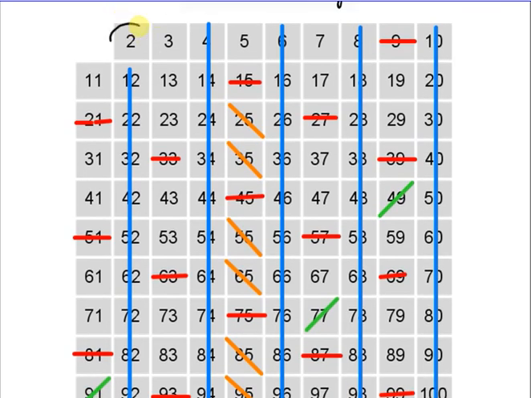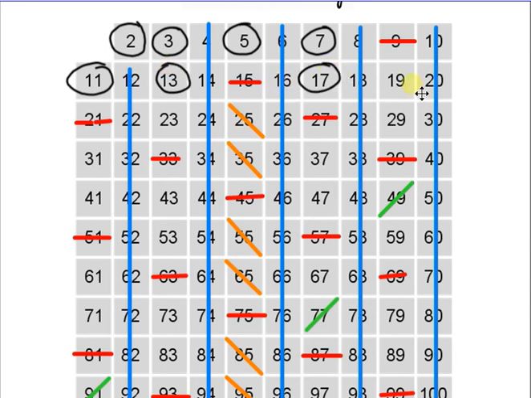And what you're going to do is you're going to circle all of the numbers that are not crossed out. These numbers are going to be all of your prime numbers that are under 100. The key here is make sure that you end up with 25 of them. If you do not end up with 25, you did something wrong. So let's see.